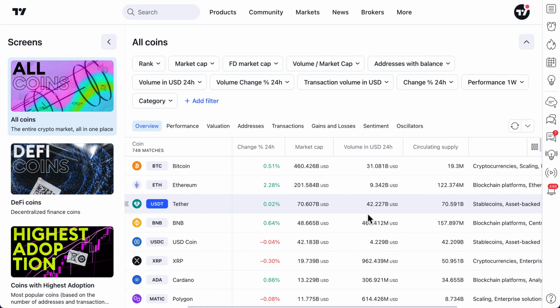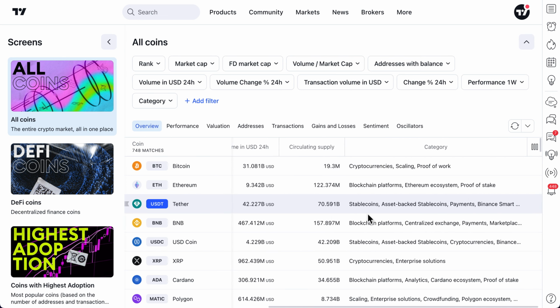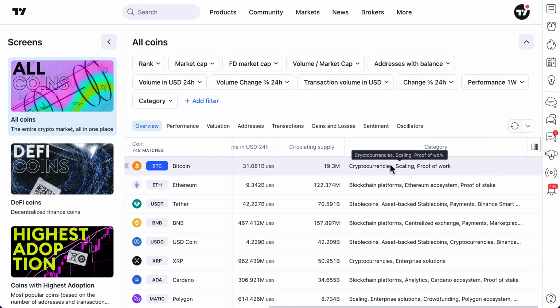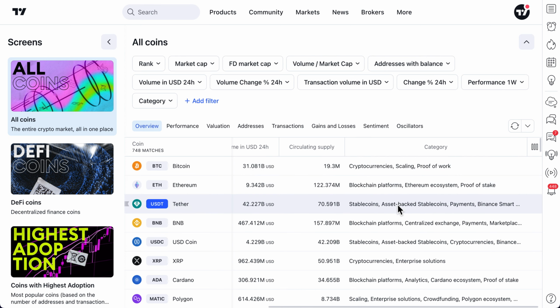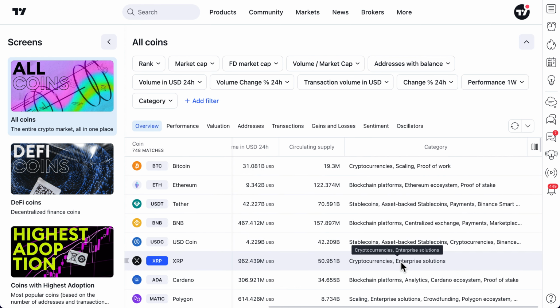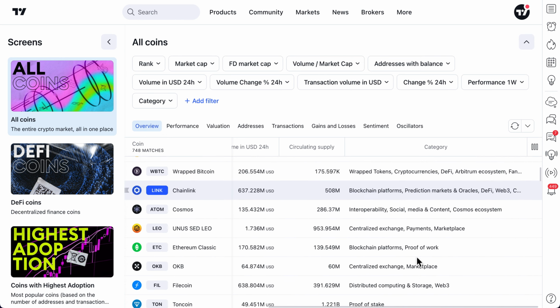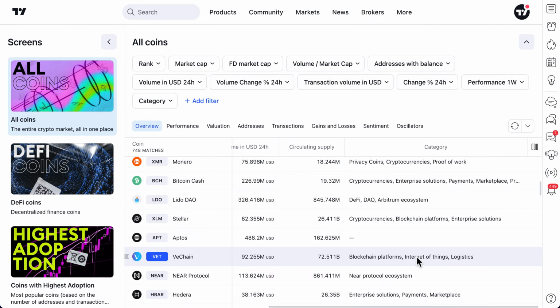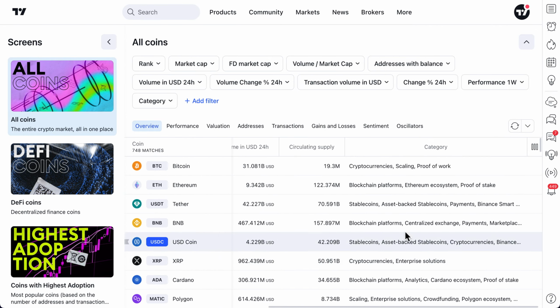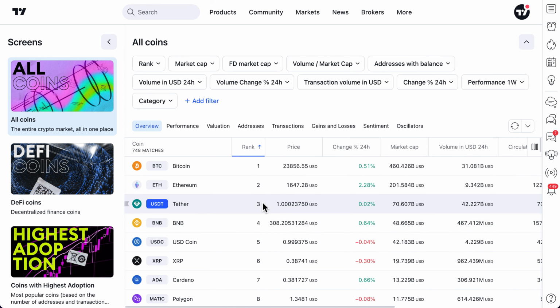You can also scroll to the right or to the left, and you may notice some new columns like category, which is going to be something that is insightful to your research so you can see what a specific cryptocurrency does and what the differences are between different cryptocurrencies. Not all cryptocurrencies are the same. They offer different solutions and use cases, and you can get a feel for that by reading the category tab.